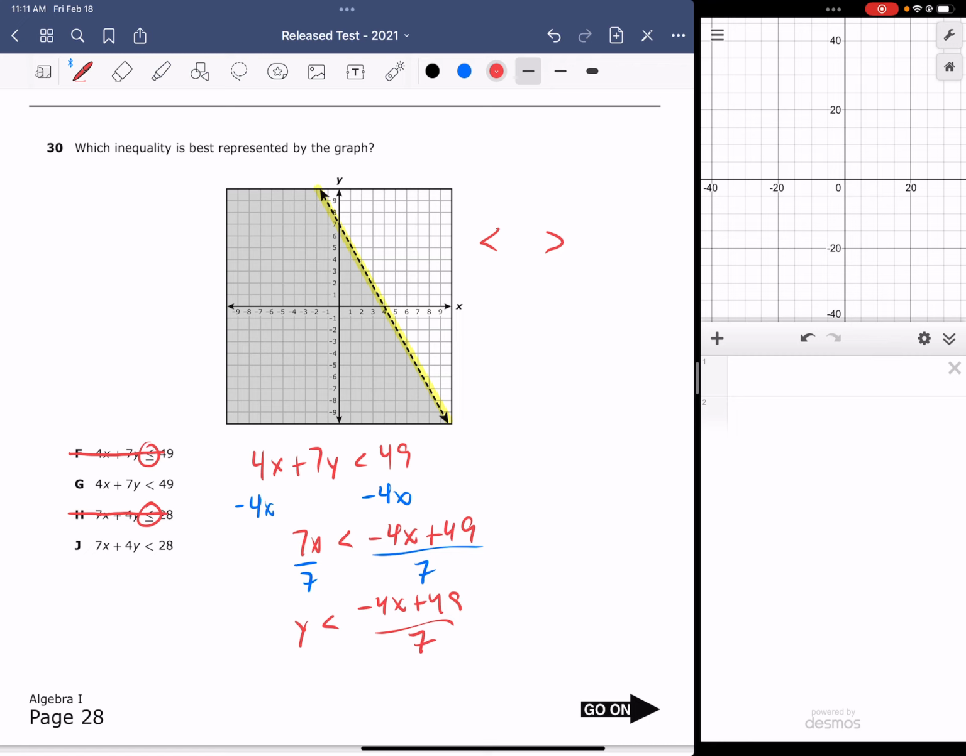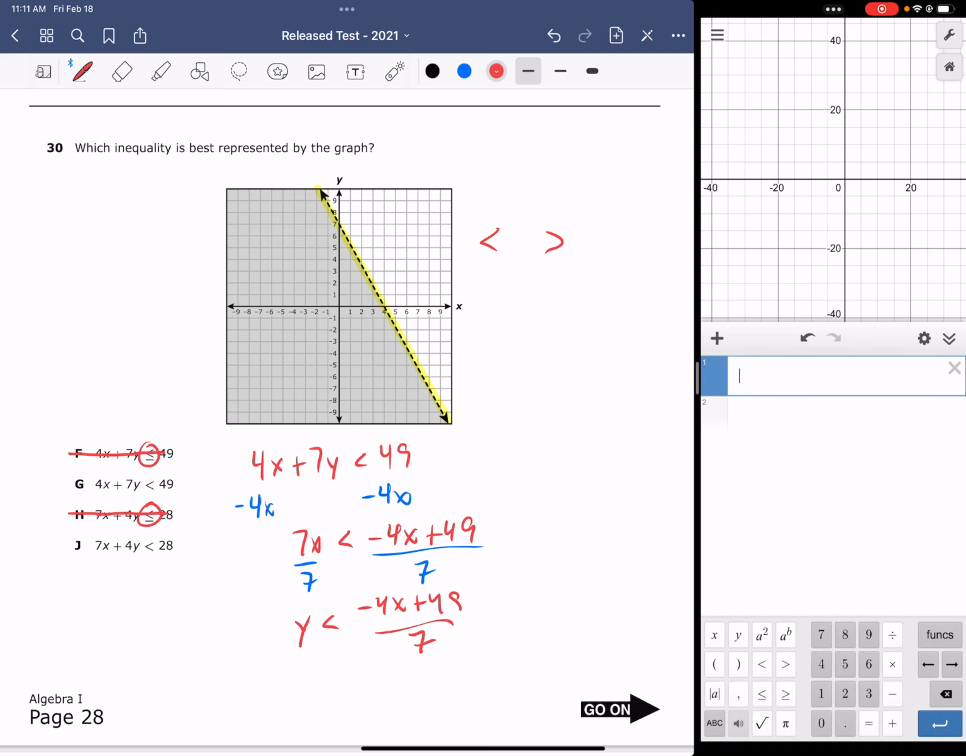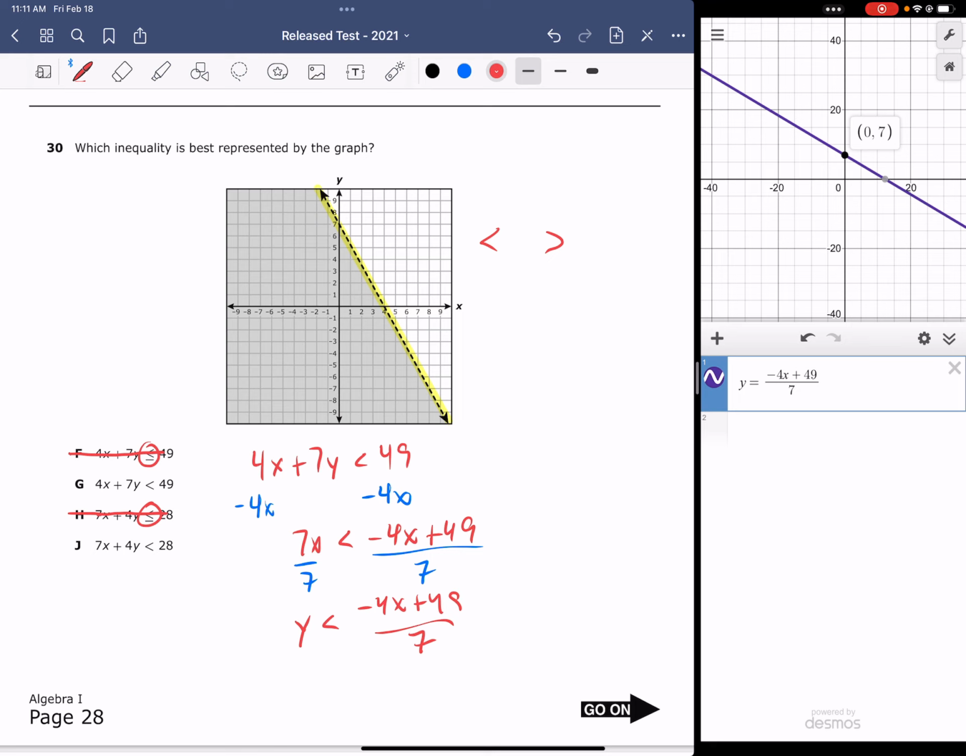Now, when we go to Desmos to graph this, we're not going to be allowed to type an inequality sign. So what we'll have to do instead is change that to an equal sign and say y is equal to a fraction by hitting the division button, negative 4x plus 49, all divided by 7. Now, what I notice here is that this graph in Desmos crosses the y-axis at 7, and that matches up with what we have in the given problem.